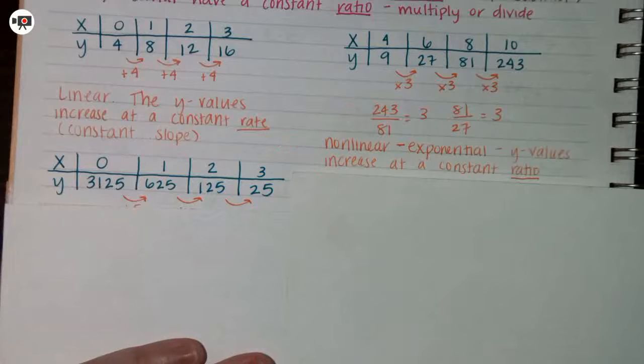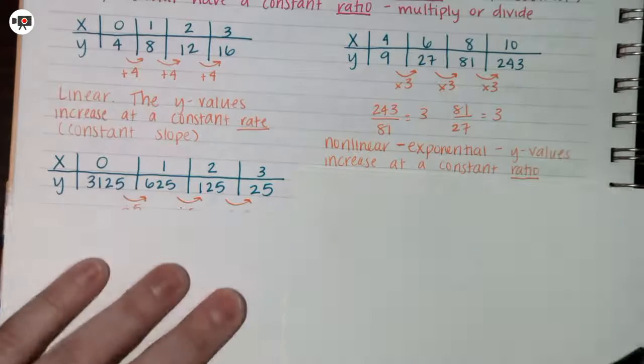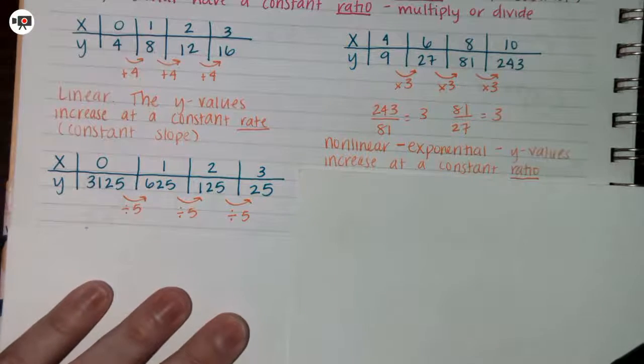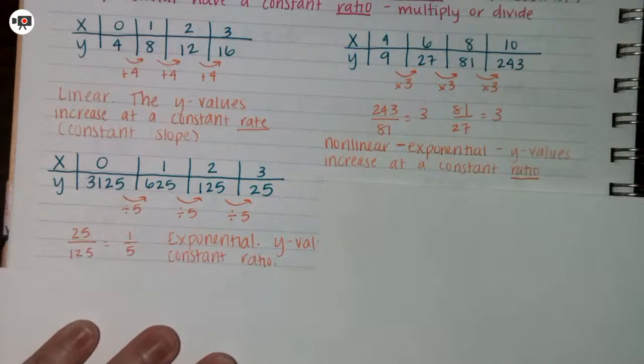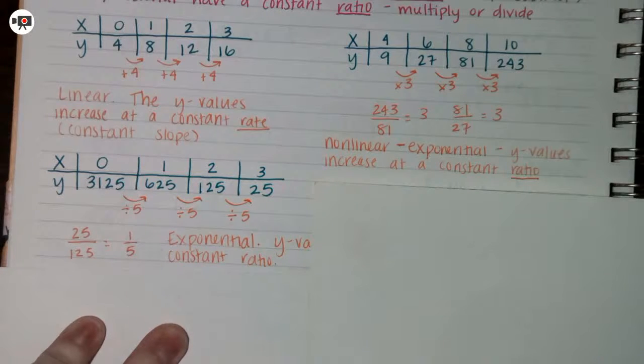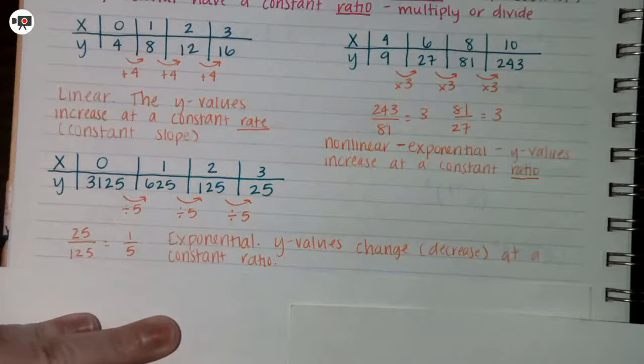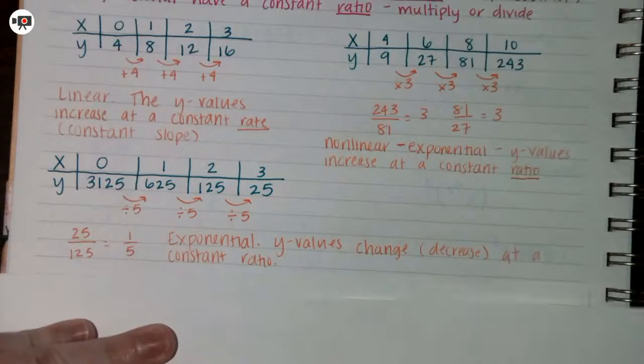To get to each number, they're not increasing, so I'm going to have to somehow get the numbers smaller. And I would divide by 5 each time. If I test it, I would get my answer as 1/5. Multiplying by 1/5 is the same as dividing by 5. So this one's exponential. The y values actually decrease at a constant ratio.